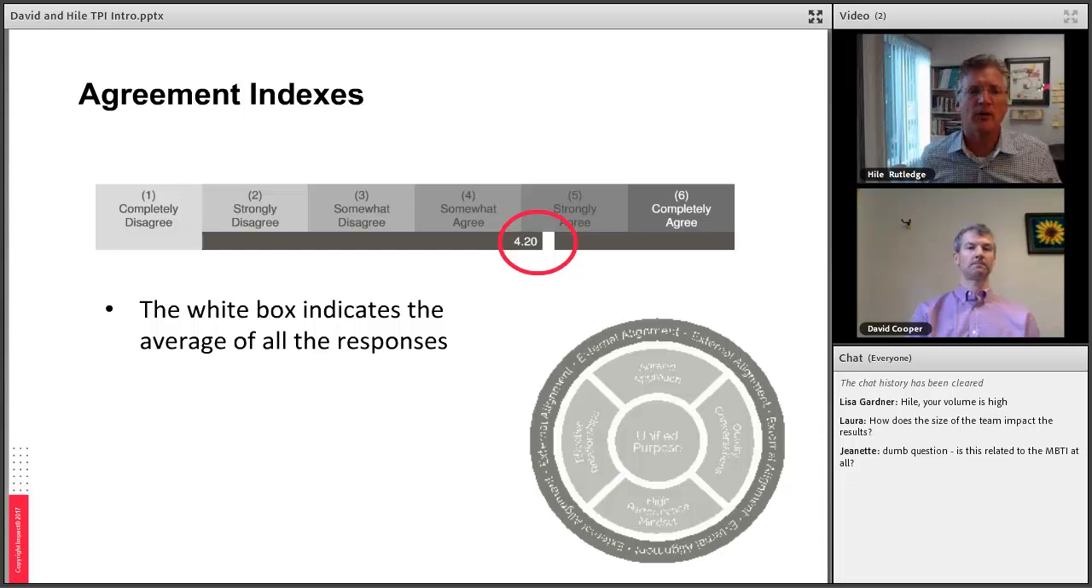So we've got a question, and we'll come back to these questions, but I wanted to let you know that we're capturing them. How does the size of the team impact the results?